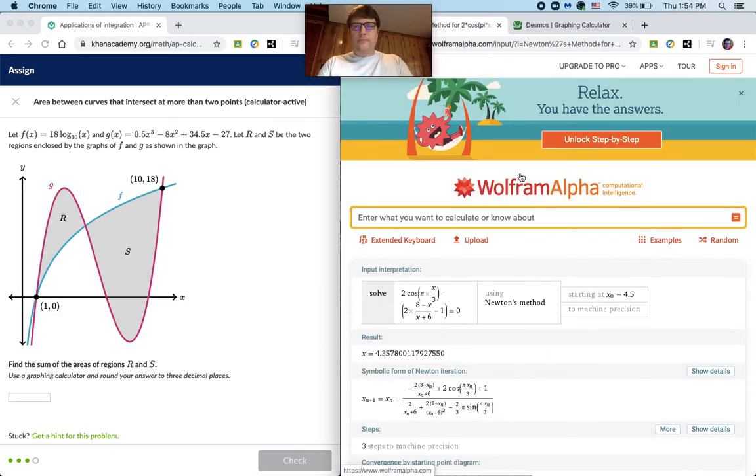Wolfram Alpha allows us to find a solution for x on a much finer detail, especially because the f of x function is a logarithmic function, and then g of x is a polynomial function. There's no nice solution between those. We can only approximate solutions. So that's exactly what I'm going to do. I don't want to have to calculate it by hand. I'm going to let Wolfram Alpha use Newton's method to approximate. I'm just going to say Newton's method for 18 log base 10 of x minus, and I have to use subtraction because we're subtracting the two different functions.